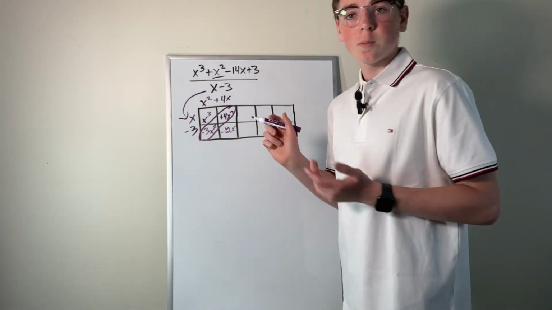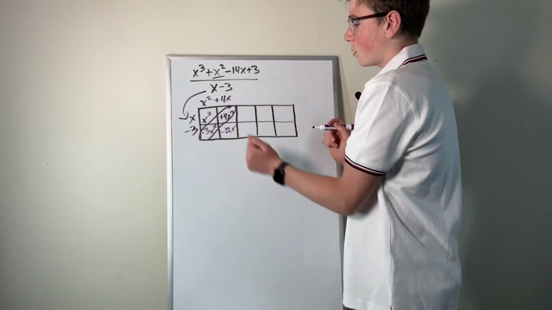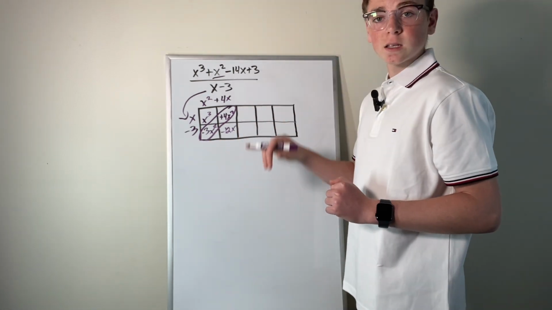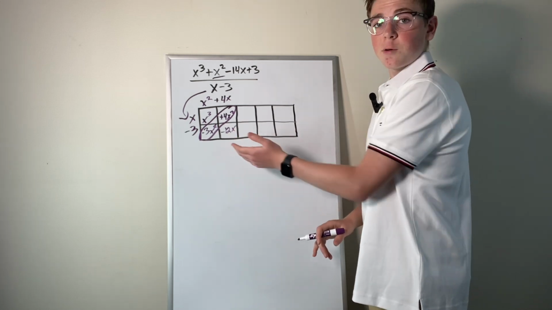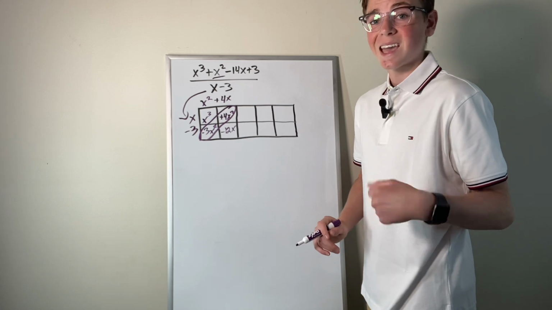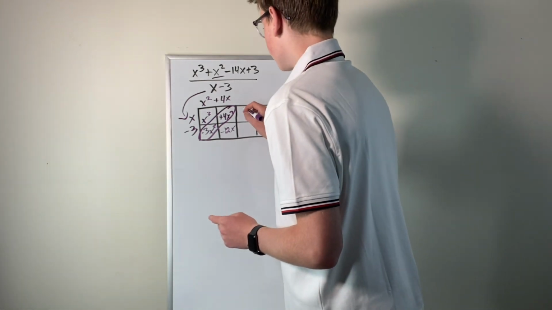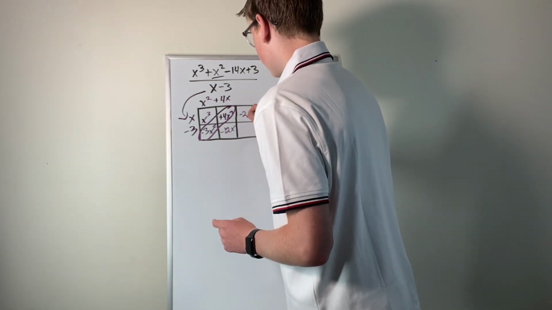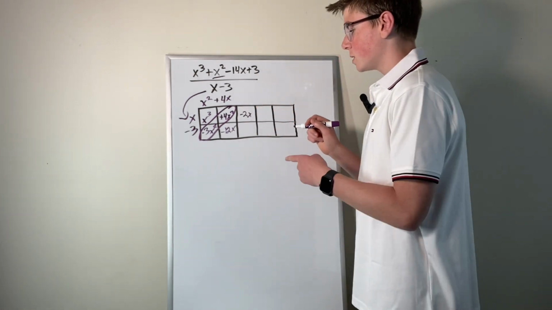And again, we just keep repeating the steps. We repeat this diagonal box step. So we have negative 14x and we have negative 12x. Negative 12x plus what equals negative 14x? Well, negative 12x plus negative 2x is negative 14x. So minus 2x is put in this box.